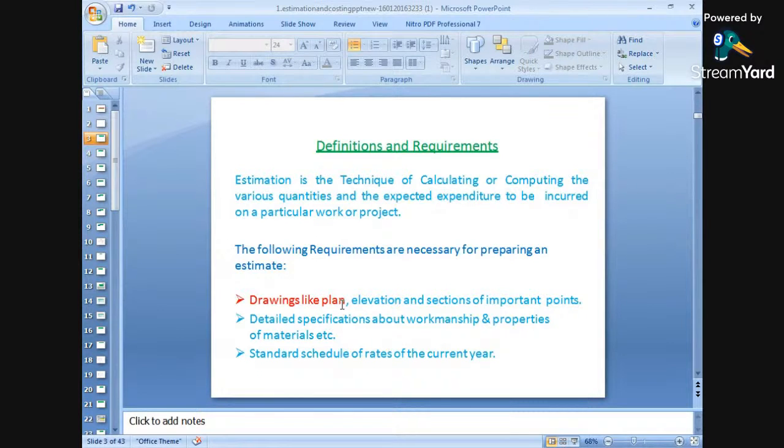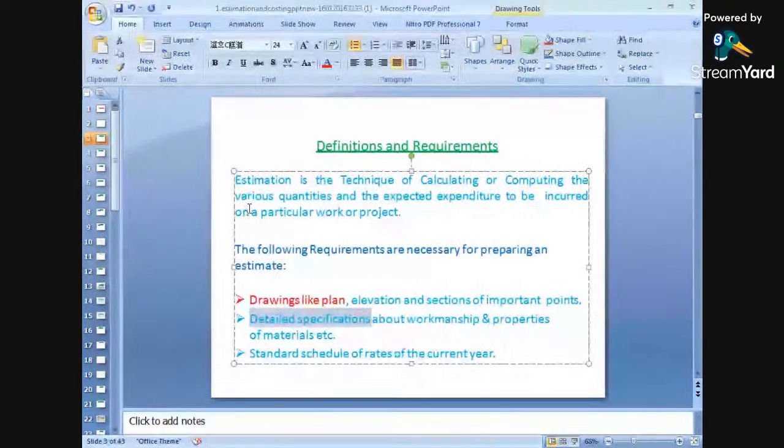So drawings and plans play an important role. Elevations and sections of important points will be required for preparing an estimation. And number two thing which is required in an estimation is nothing but the detailed specifications.